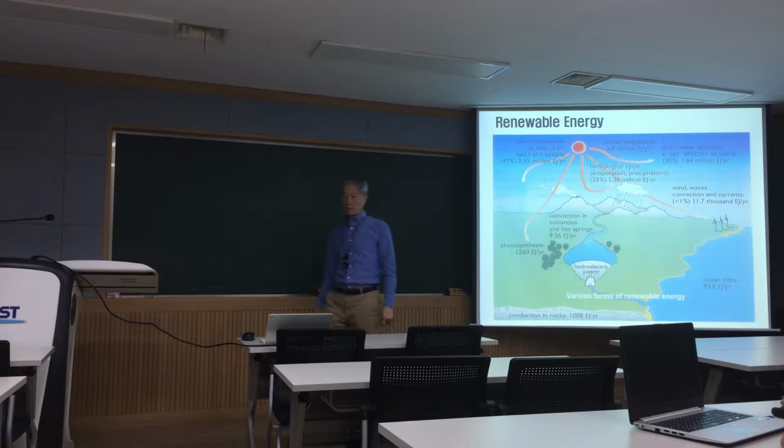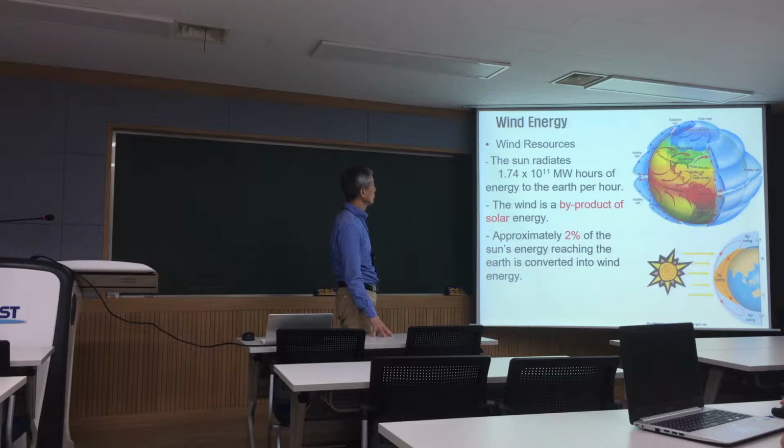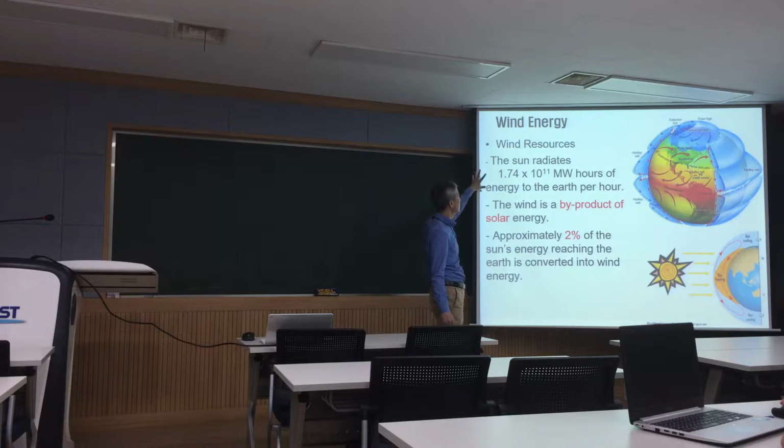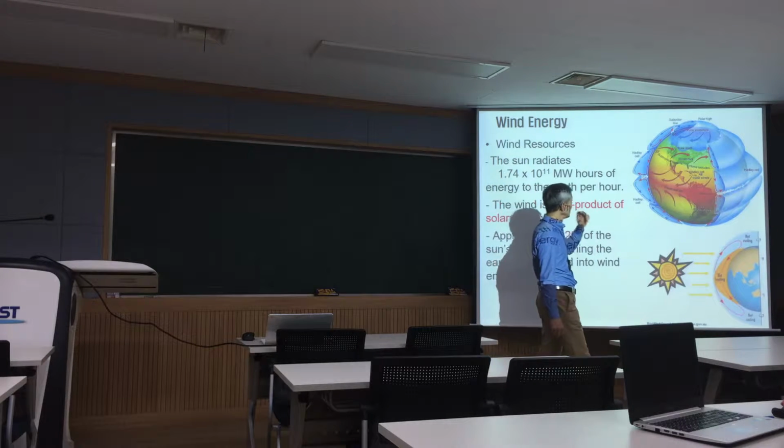So mostly coming from solar energy. And the wind energy itself is also coming from the sun's radiation. Big energy. And this is a byproduct of solar energy. Only 2% of the sun's energy reaching the earth goes into wind energy. And we are collecting a little bit of wind energy.